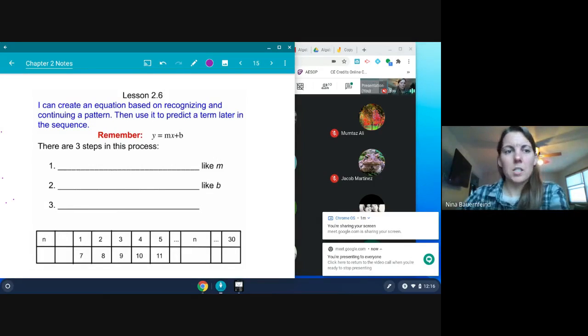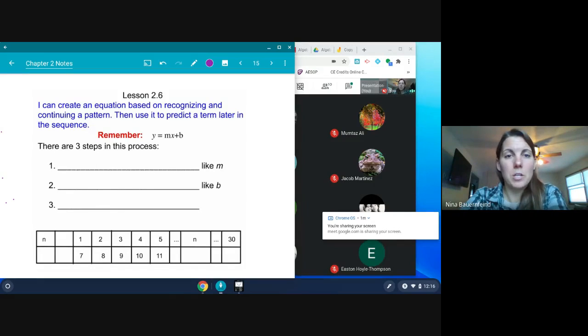All right, so this is lesson 2.6. The goal here is that you can create an equation based on recognizing and continuing a pattern, then use it to predict a term later in the sequence. So basically, we're going to try to figure out the pattern, and then we're going to make equations based on the pattern. So there are 3 steps in this process.